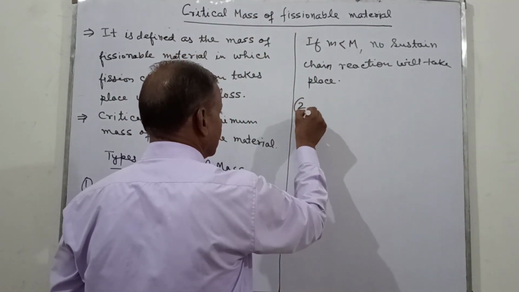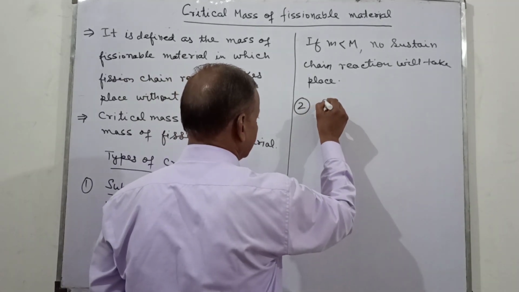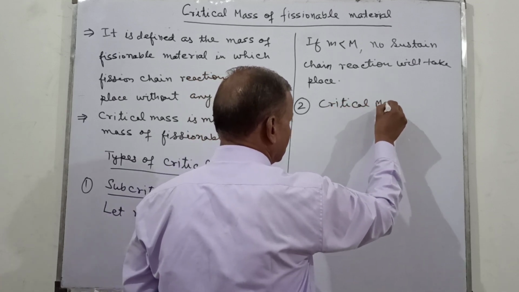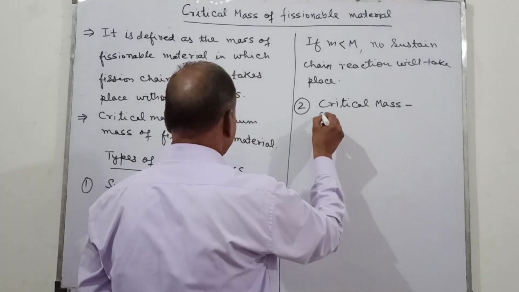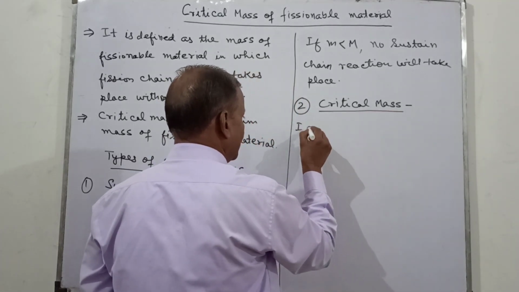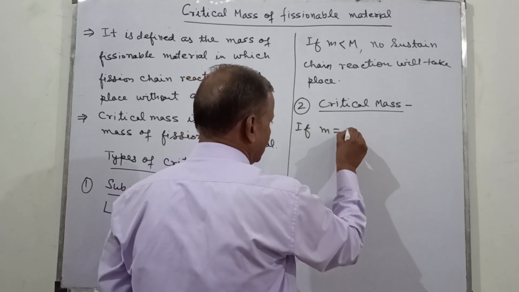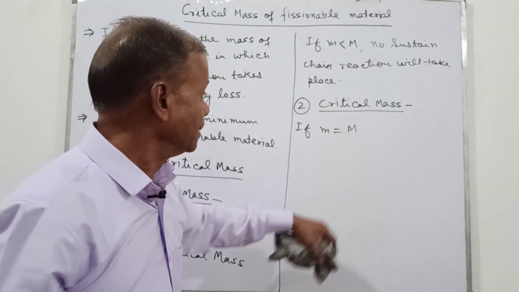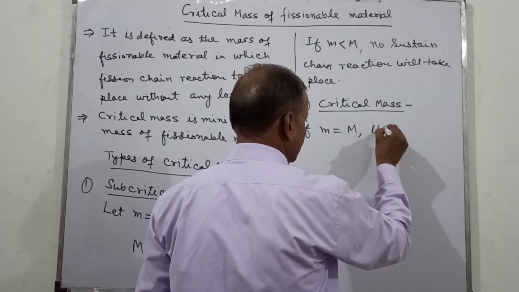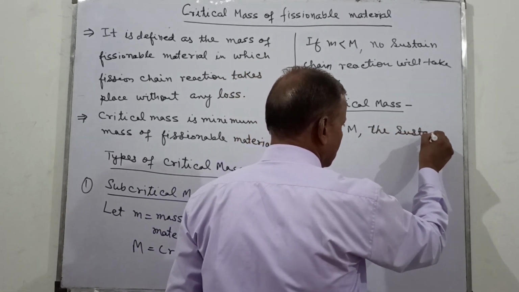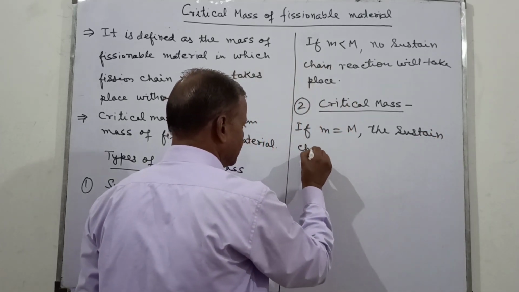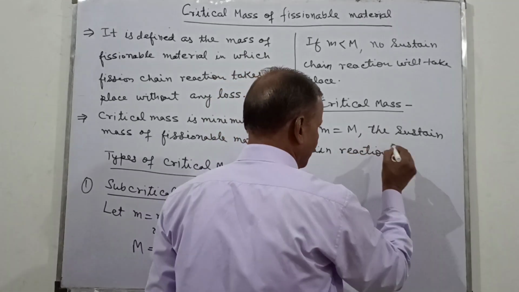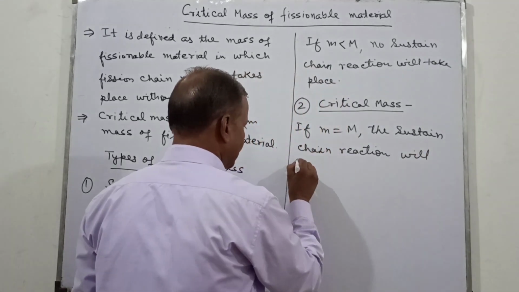Second is the critical mass. So now we have this: if m equals capital M, the mass of the fissionable material is equal to its critical mass, the sustained chain reaction will take place.